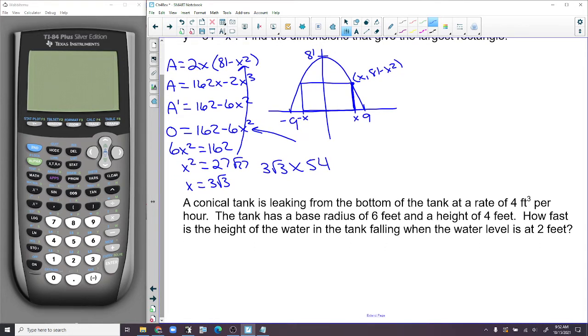A conical tank is leaking from the bottom of the tank at a rate of 4 cubic feet per hour. So there's the cone. It's leaking out of the bottom, and we'll assume it looks like this. I don't think that would matter anyway. But I know that dV dt is equal to negative 4 because it's leaking. It's losing volume. It's not gaining volume. The tank has a base radius of 6 and the height is 4. So r over h, this is 6, this is 4, but we can write that proportion.